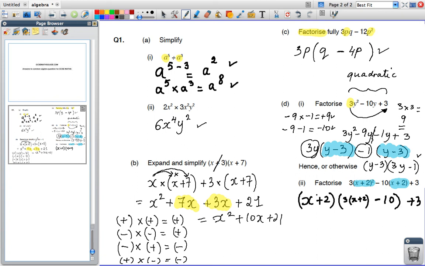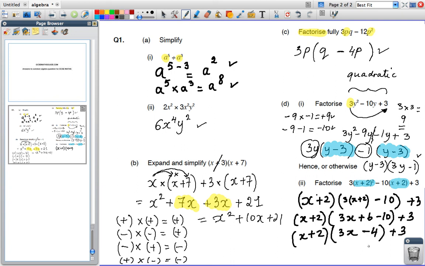What you need to do here is inside the bracket you need to tidy things up by multiplying out the bracket. So in this case we're going to have x plus 2. If I expand that bracket, 3 times the x gives me 3x, and 3 times 2 gives me plus 6, then minus 10, and then plus 3 at the end. And here we've got x plus 2, and then 3x, 6 minus 10 gives me minus 4, and then right at the end I've got the plus 3, and there's your answer.